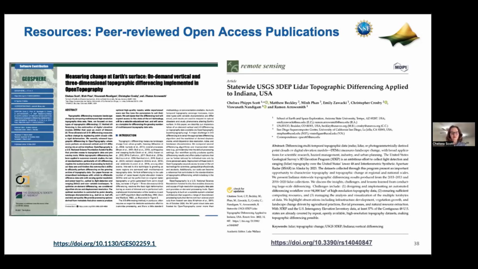And I wanted to point you out to these two publications from the OpenTopography team. They're both open access. The one on the left is from Geosphere, and this paper is detailing the on-demand vertical and 3D topographic differencing workflow that we developed and goes into more detail about some of the different challenges that we faced and solutions that we implemented on OpenTopography. And then the paper on the right references this project looking at the statewide change for Indiana.